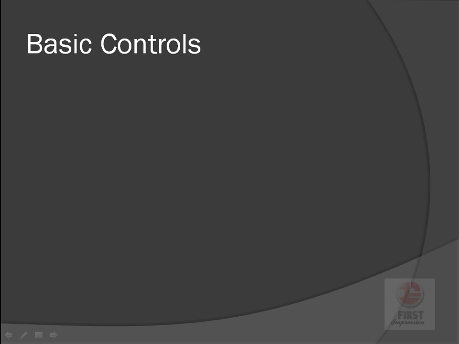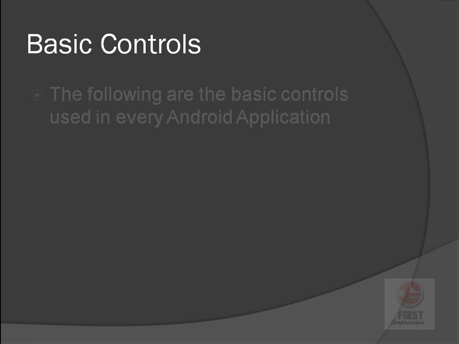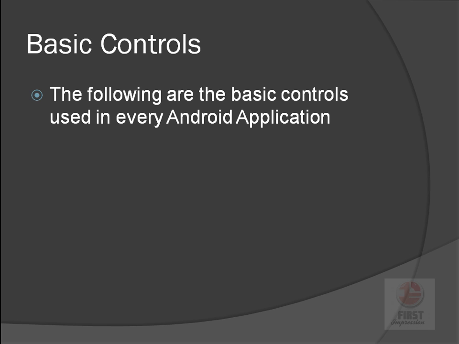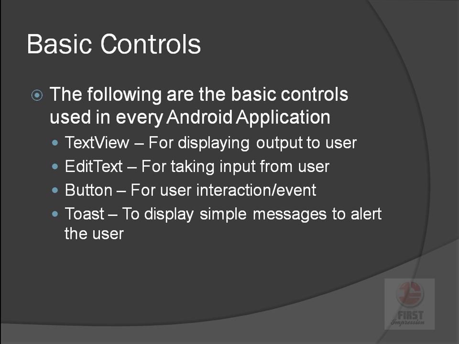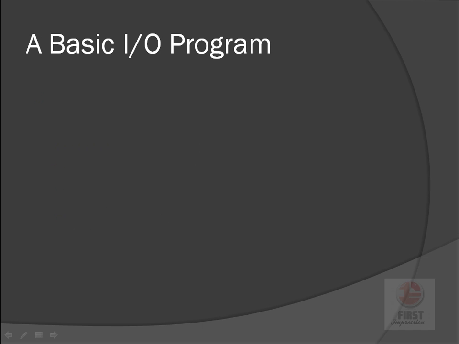Now, so far so good. Let's come towards something called basic controls. The following controls are very basic in every Android application. We have seen the text view. It is used to display some output text to the user. We have seen the edit text to take input from the user. Button for user interaction, along with the event that we saw in the last class, that is btn.setOnClickListener. And we had a toast that will be used to display a message to the user.